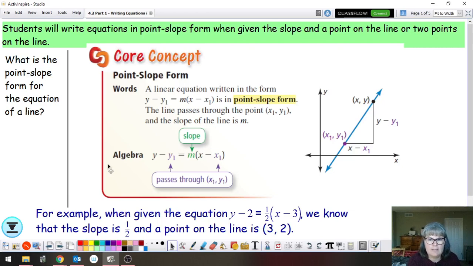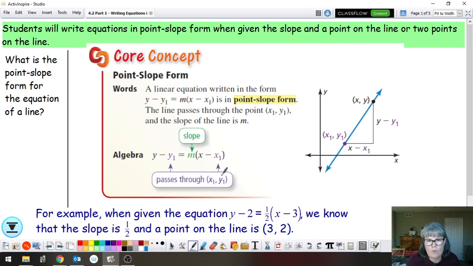We're going to take a look at section 4.2, writing equations in point-slope form. If you recall, y equals mx plus b is the slope-intercept form, and it gets its name because we know the slope of the line and the y-intercept of the line. The point-slope form, which is y minus y1 equals m times x minus x1, gets its name because, again, we can identify the slope, that's the m, and we can identify a point that the line is passing through. That's the x1 and the y1 that we find in our equation.